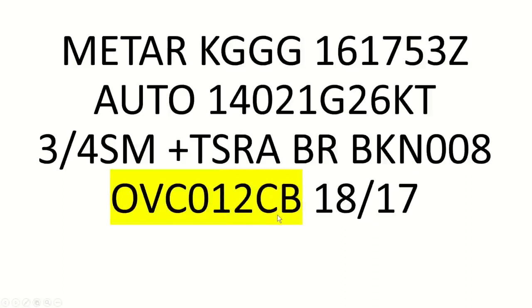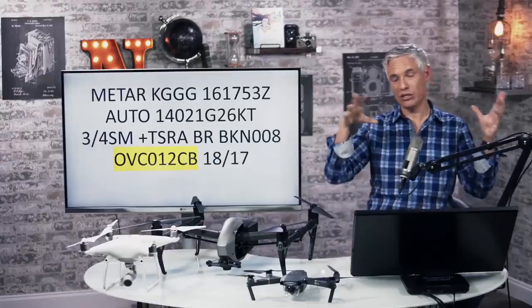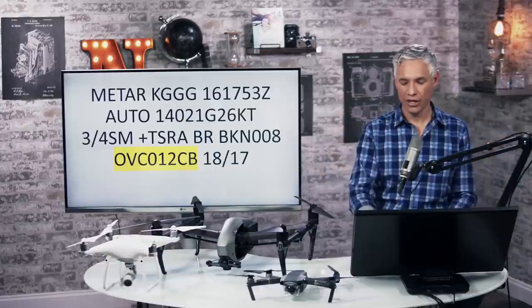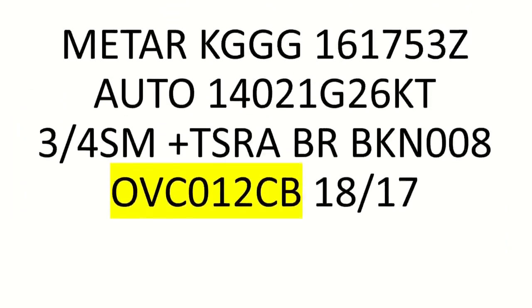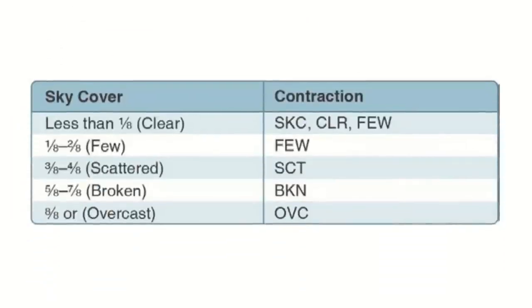The CB means cumulonimbus clouds, like those big puffy clouds. So they're indicating the type of cloud. And then the last digits here, this chart shows you what those different codes mean. BKN, broken, OVC is overcast. You might see scattered or few clouds, or you might see them saying clear skies, etc.